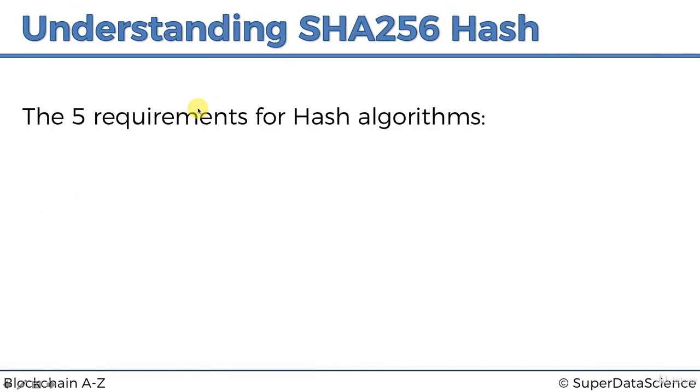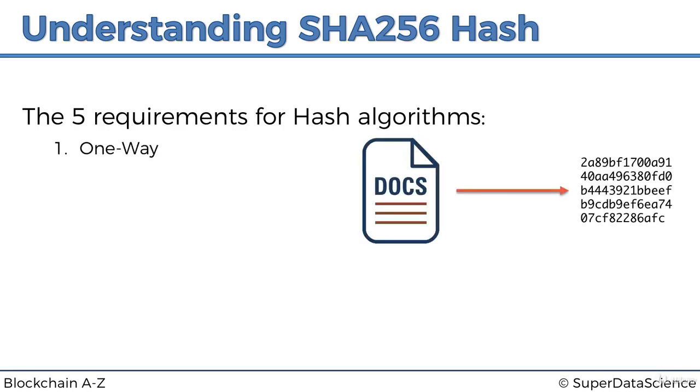Okay, so the 5 requirements for hash algorithms. SHA256 is not the only one. There's other algorithms, SHA3, and you could come up with a hashing algorithm. However, there are certain requirements for it to be useful. Number one is it has to be one way. So basically what that means is that you cannot go backwards. You cannot go from the hash to the document. So you cannot restore or reverse engineer the document based on the hash.